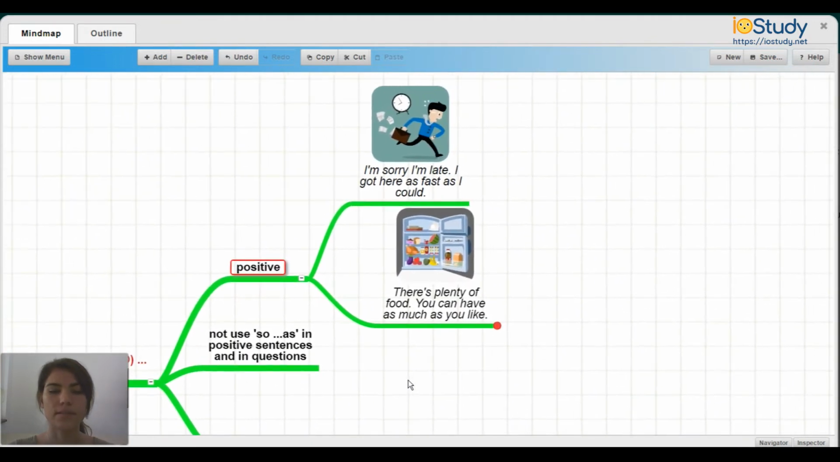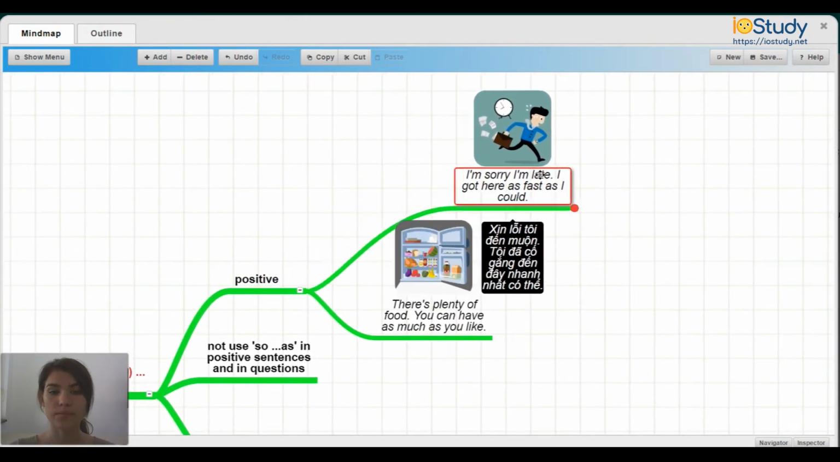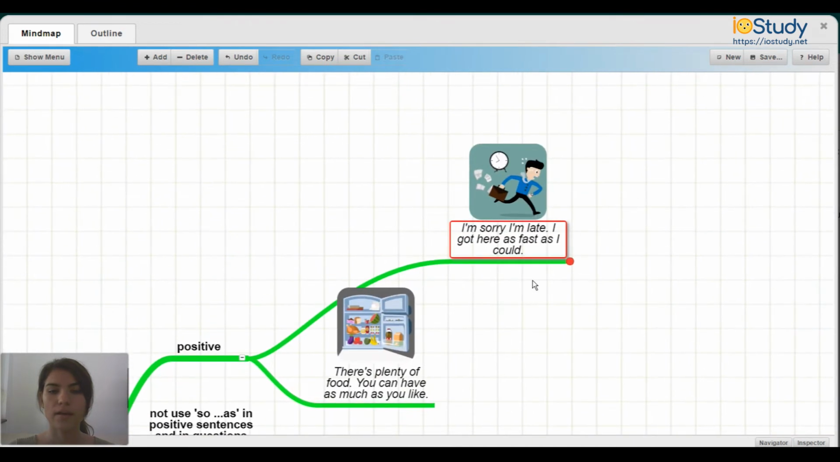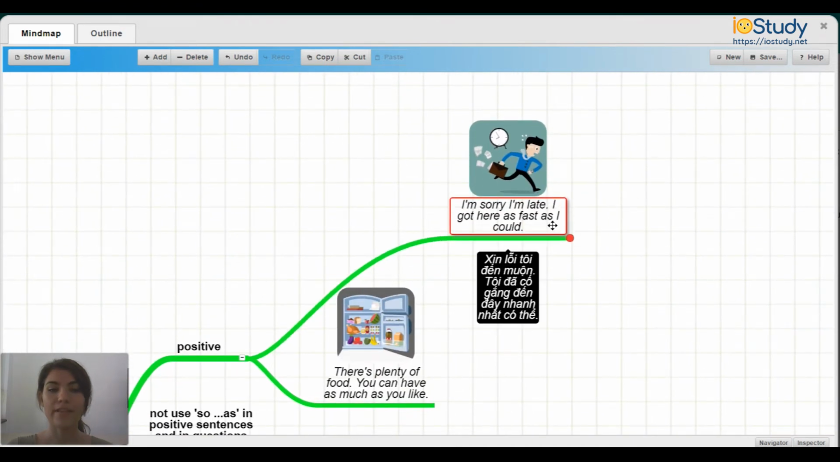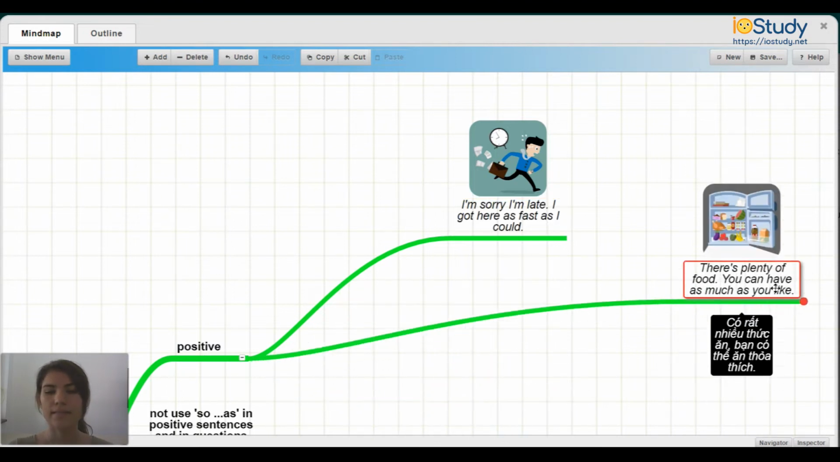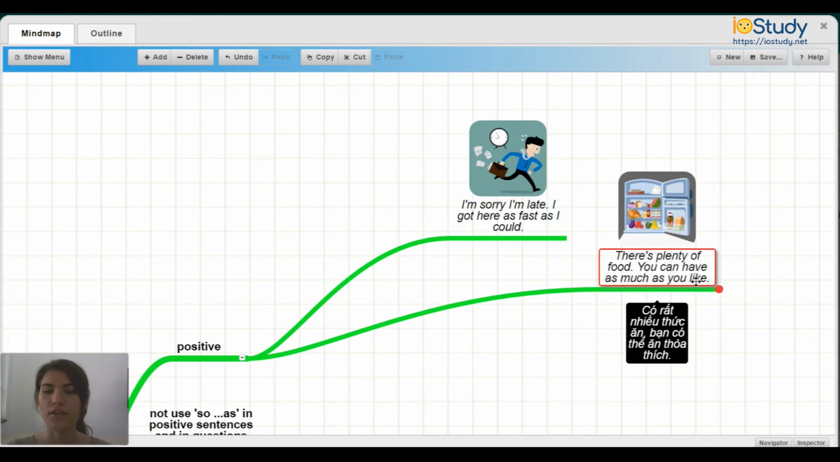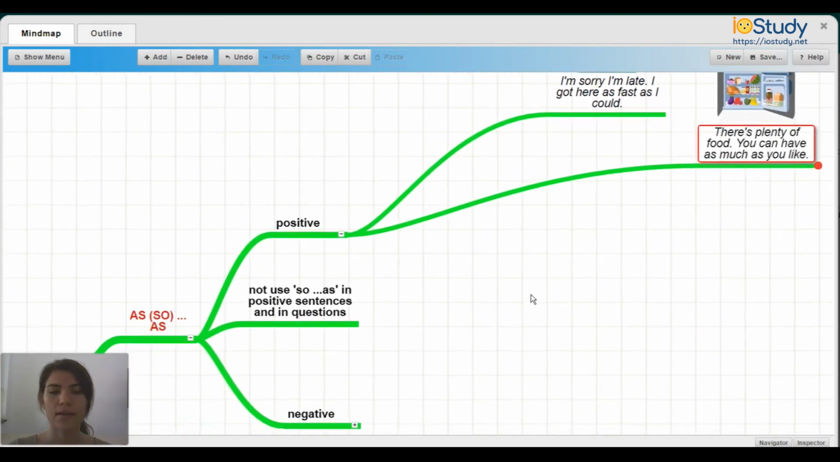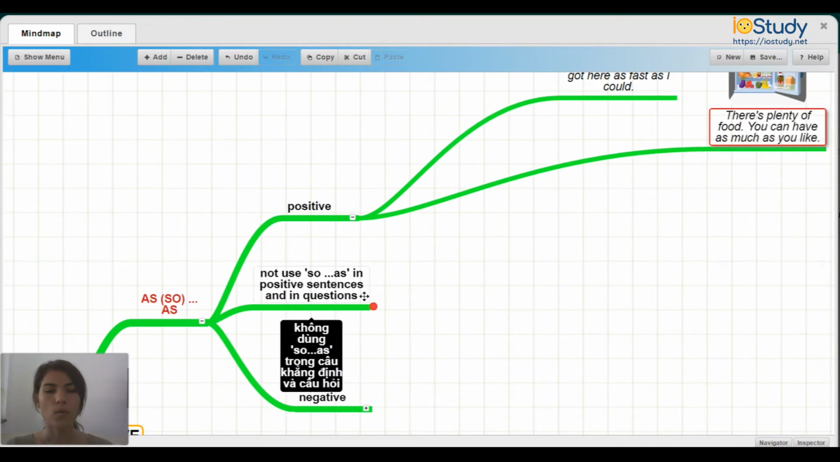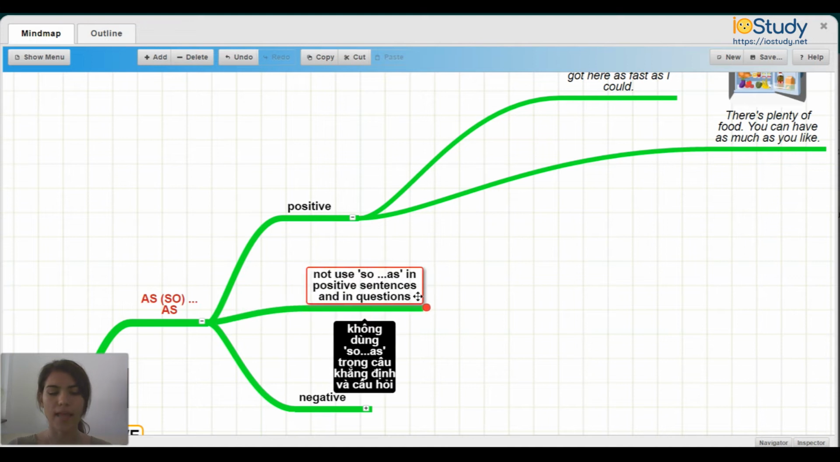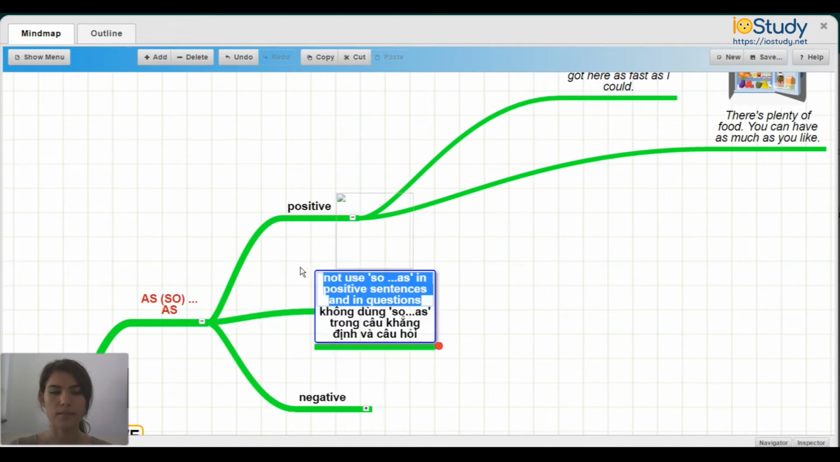So positive, here are some examples. I'm sorry I'm late. I got here as fast as I could. And there's plenty of food. You can have as much as you like. Okay, so also, we don't use so as in positive sentences and in questions.